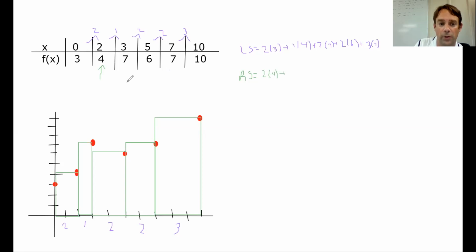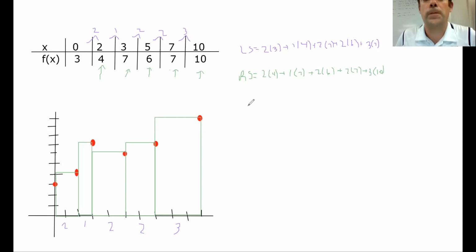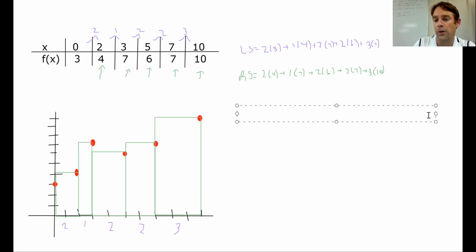And again, I would expect you guys to be able to figure out what all these are on your calculator. You just plug them in. 1 times 7, 2 times 6, 2 times 7, and 3 times 10. Notice we used all the numbers on the right. And this is essentially how you would do a Riemann sum. You just grab your values in the table and you would deal with it that way.